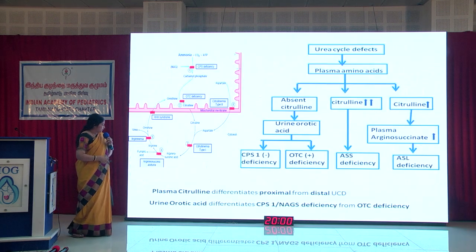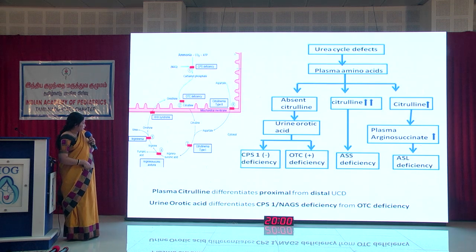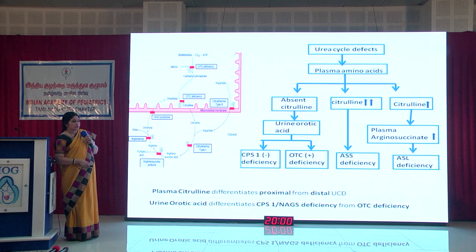So in urea cycle disorders, the plasma citrulline differentiates the proximal from the distal, and urine orotic acid differentiates CPS1 from OTC deficiency.